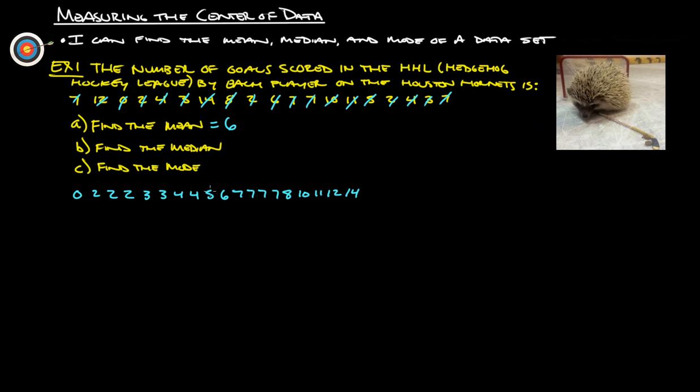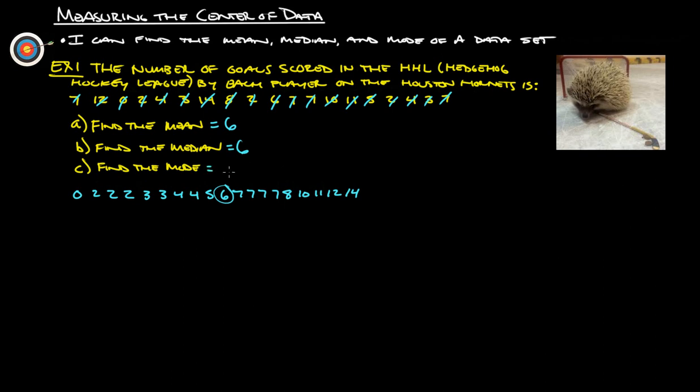Okay, so here they all are lined up, and then to find the median, it's the middle number. So if there's 19, that means we've got 9 on each side, and then the 10th number is going to be the middle. So 1, 2, 3, 4, 5, 6, 7, 8, 9. This right here is going to be our median, also 6.